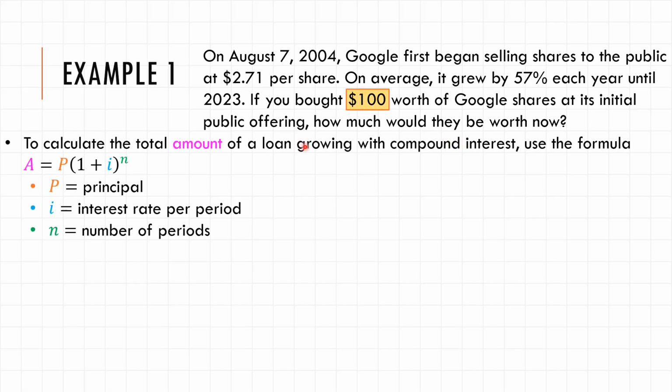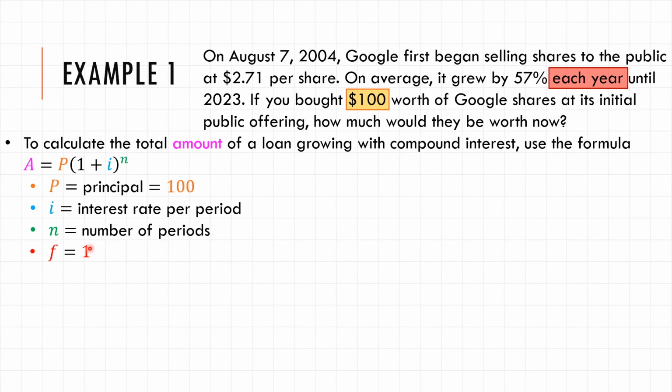So if we want to calculate the total amount of a loan or an investment that's growing with compound interest, remember we're going to use this formula here, okay? So P is the principal, that's $100. That's how much you invested in 2004. But if I want to find out the interest rate per period, I know that it grew 57% each year. So the frequency is 1. There's one period each year because we're only talking about annual growth here.